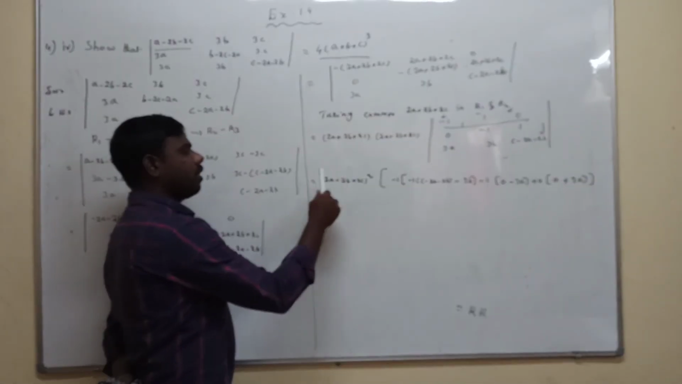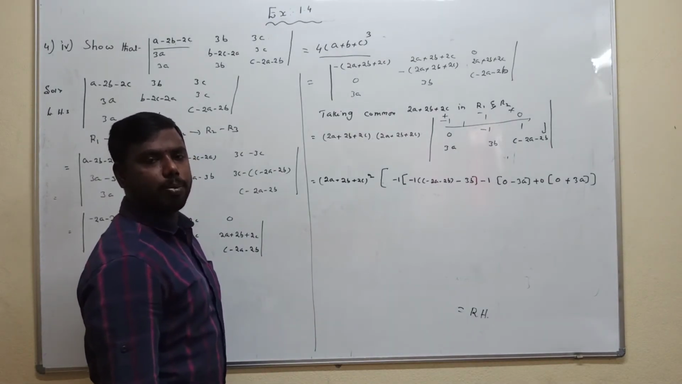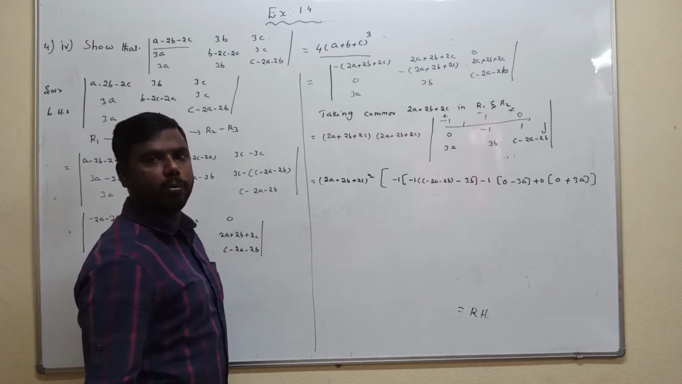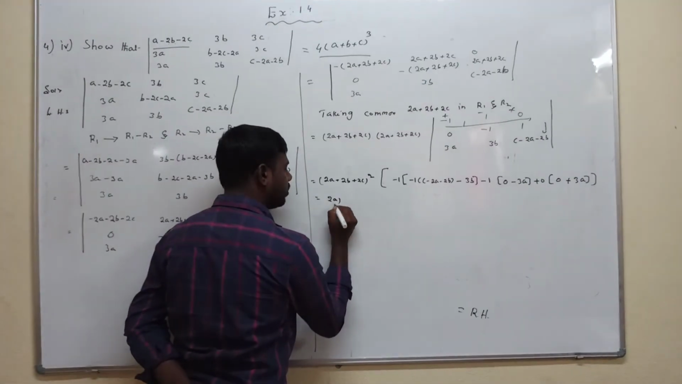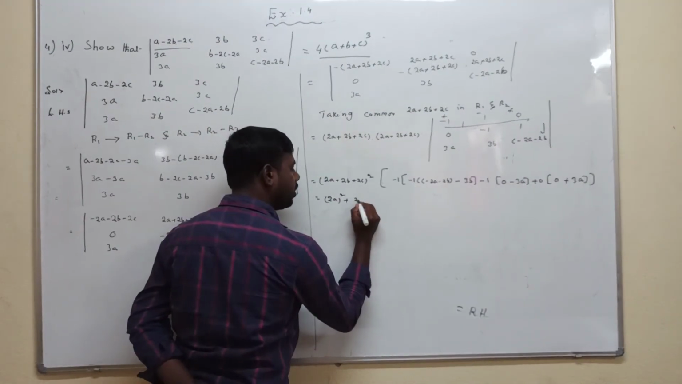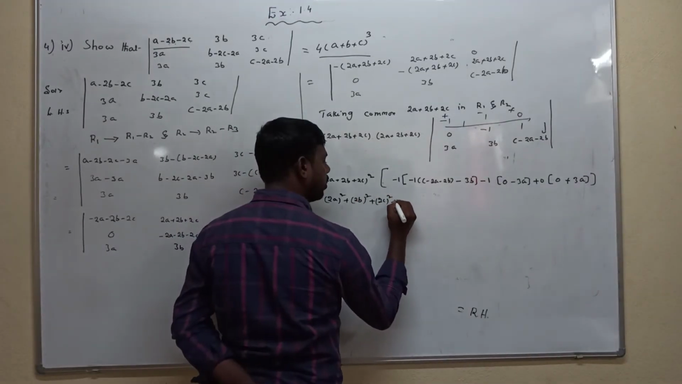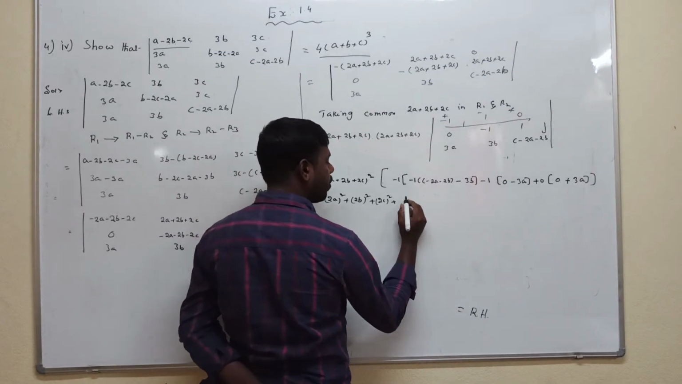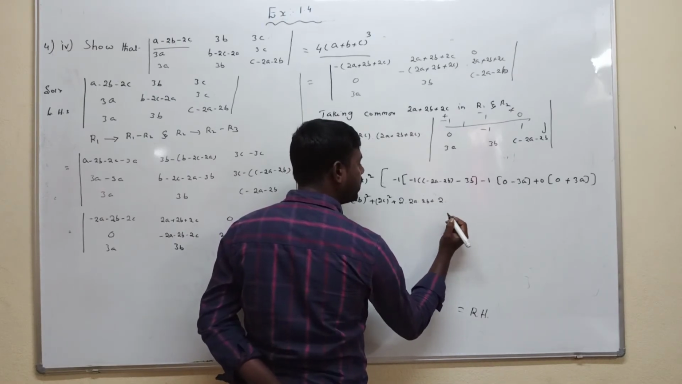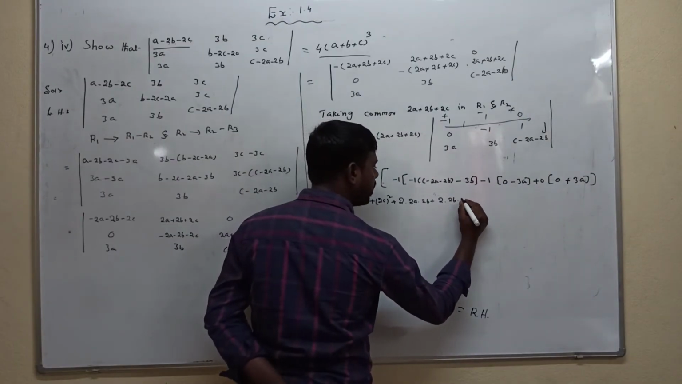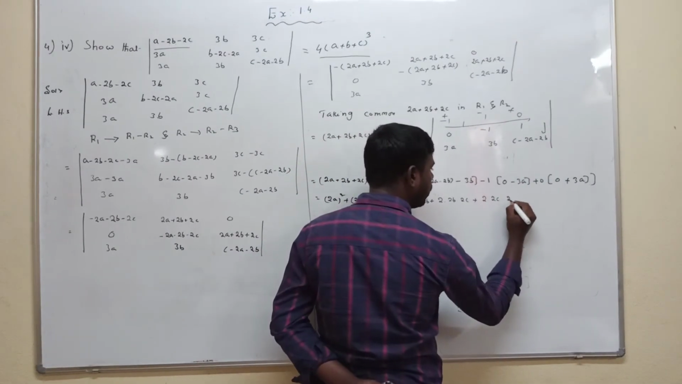Now this is formed like a plus b plus c whole square, which can be written as a square plus b square plus c square plus 2ab plus 2bc plus 2ca, formula applied. In place of a, 2a is there, 2a whole square. In place of b, 2b is there, 2b whole square. In place of c, 2c whole square. A square plus b square plus c square plus 2ab, 2 into in place of a 2a, in place of b 2b, 2bc in place of b 2b is there, in place of c 2c is there, plus 2ca in place of c 2c is there, in place of a 2a is there.